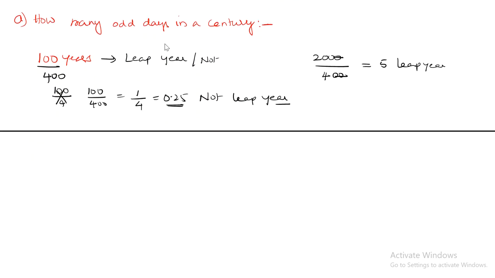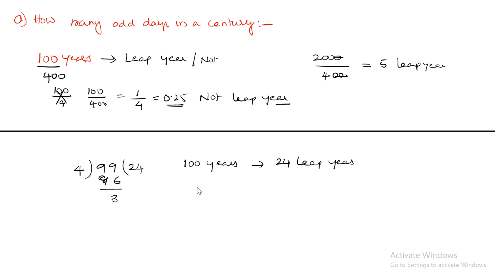Now, how to find the odd days in this century? First, take 100 years, take one year less, that means 99 years, and divide it by 4. 4 24s are 96, and the remainder is 3. That means in a century of 100 years you have 24 leap years.